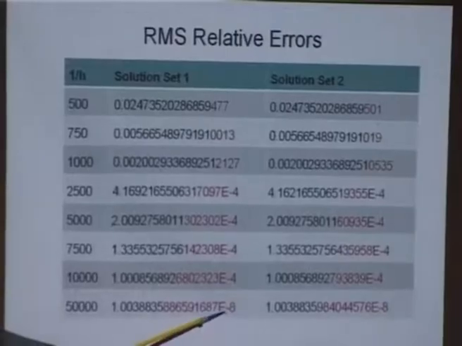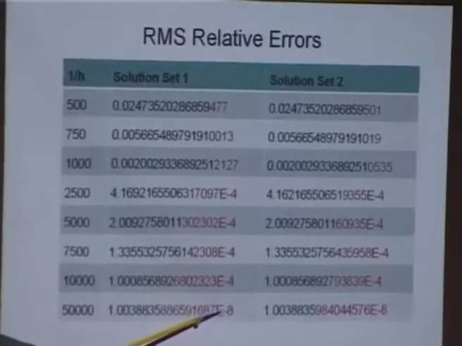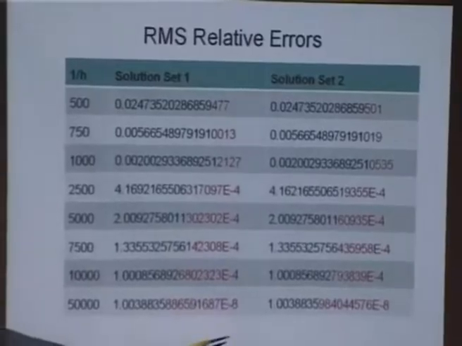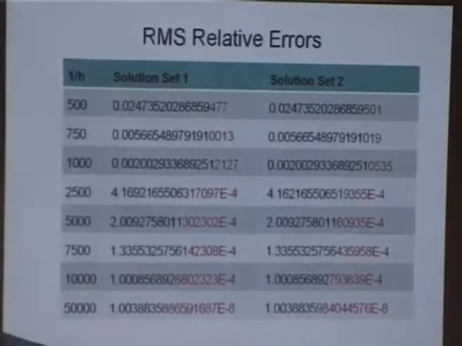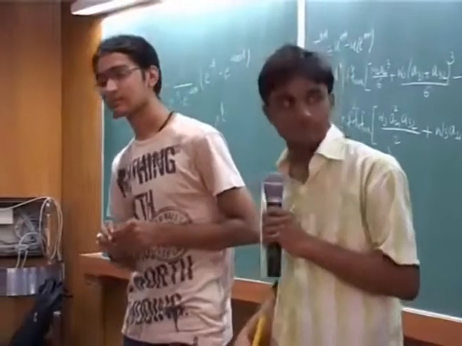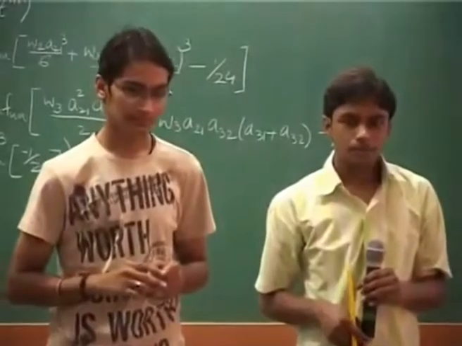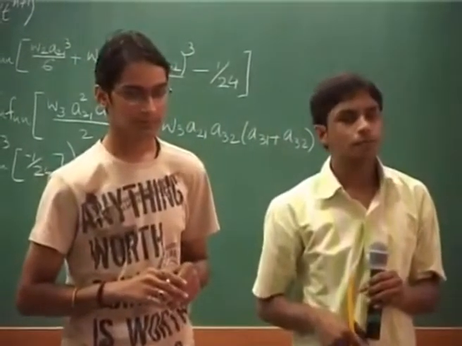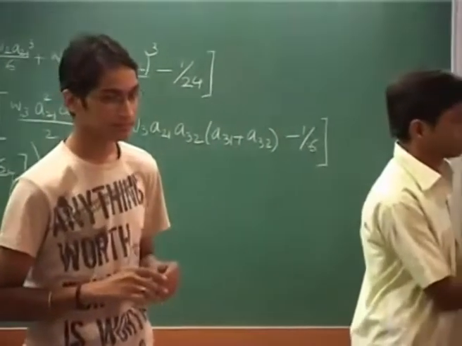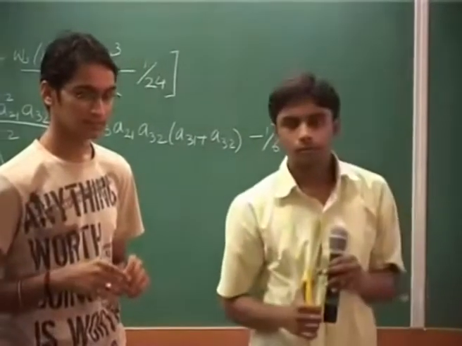My question is why they are different. Minus 8, that doesn't matter. When we talk about rounding off, we talk about significant figures, not the exponent. Keep the exponent out of the picture. So that's where you are still in a single precision domain, 10 to the power minus 8. It's not in double precision. You should be able to get up to 10 to the power minus 14.